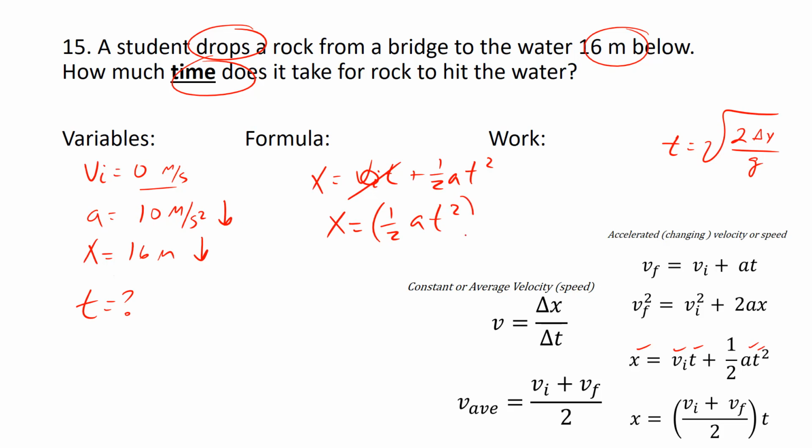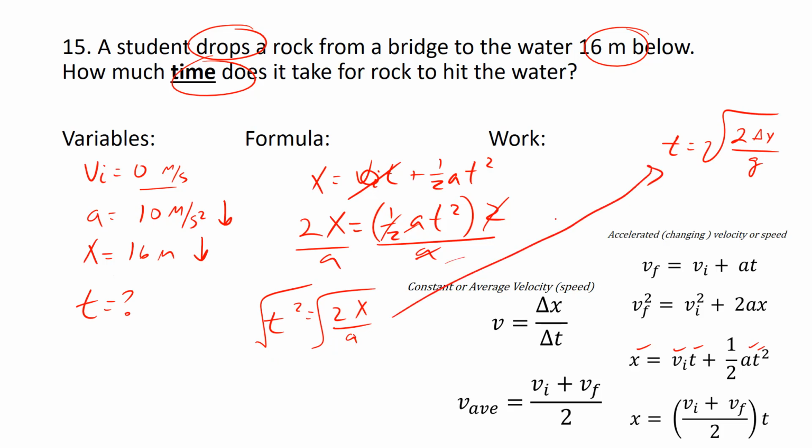At this point in time, I can get rid of the 1/2 by multiplying both sides by 2. And then I can get rid of the a by dividing both sides by a. And now I have t squared equals 2x over a. I can get rid of the squared by taking the square root of both sides. And notice how 2x over a is really the same as that. And so if I specialize this, I go ahead and turn this into t equals the square root of 2.